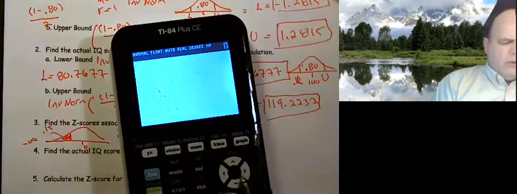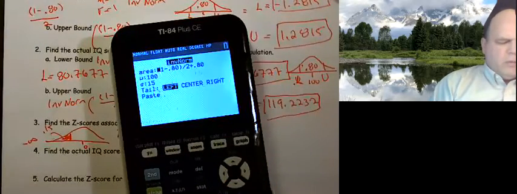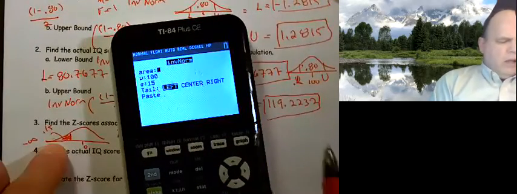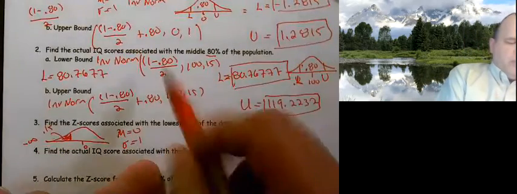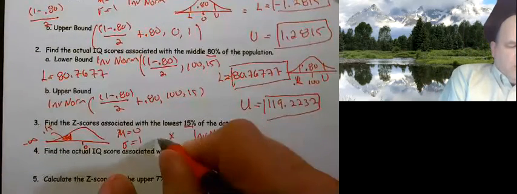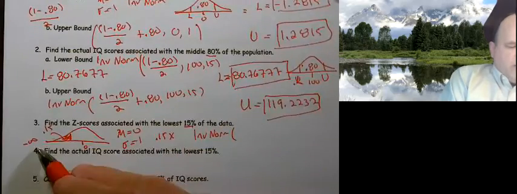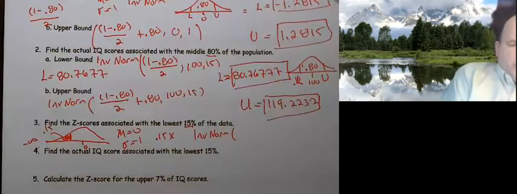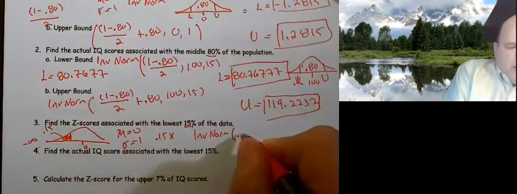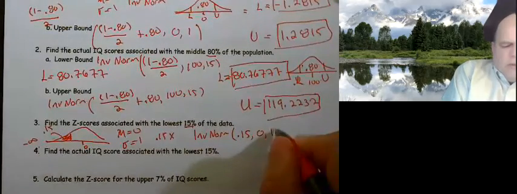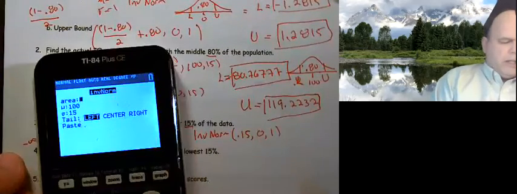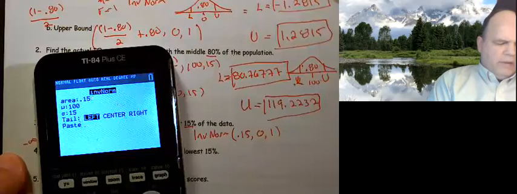Second vars, inverse norm. The area, and by the way, since this started from the left, because it was the lowest, I could put an X, and 0.15 is below it. Since we started from the left, we can just put the percent in directly. We do not need to subtract. The 0.15, mean is 0, standard deviation of 1. That's what we should put in the calculator.